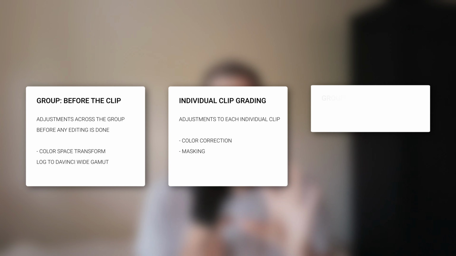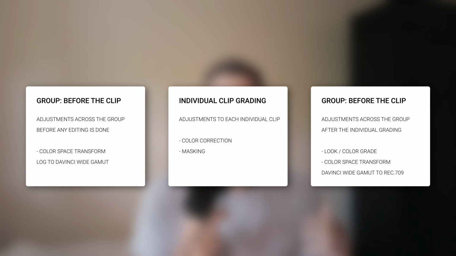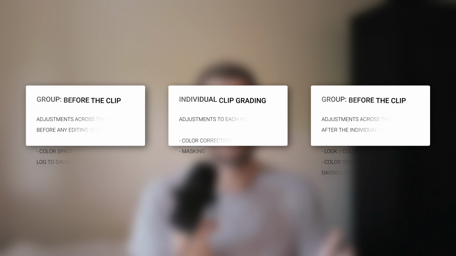So what we do is we have a group before the clip. We have some adjustments that we do to the individual clips, and then we have something that we do after the clip adjustments. So with that said, just a brief explanation of what we're doing. Let's jump into DaVinci and let me show you exactly what it looks like.